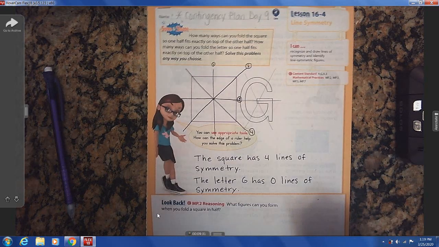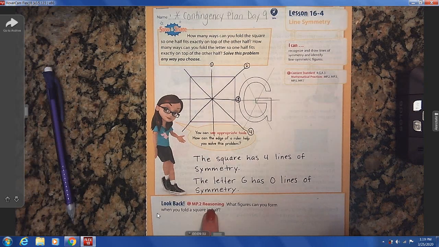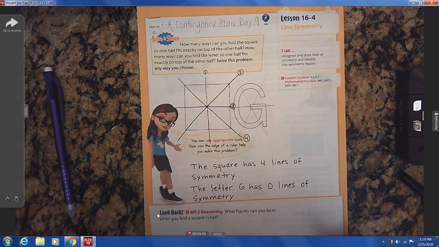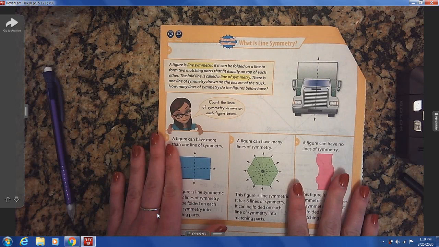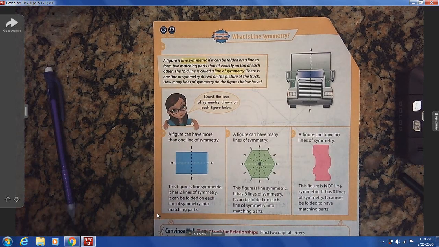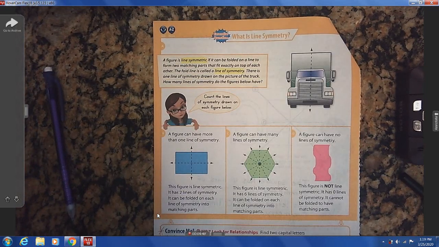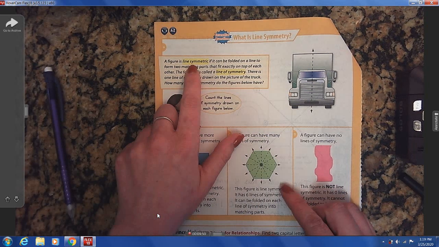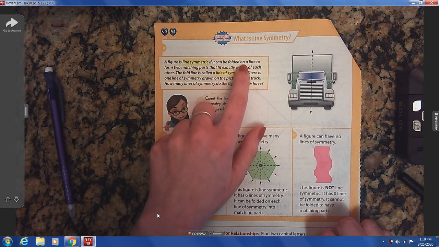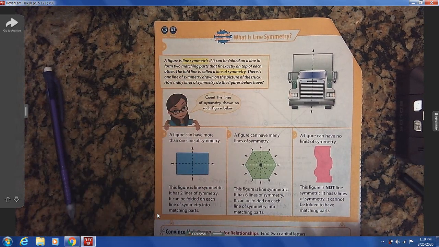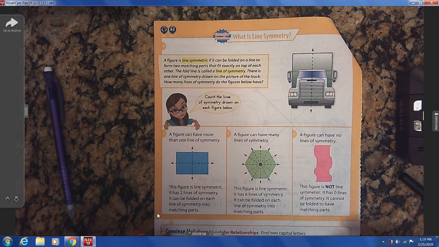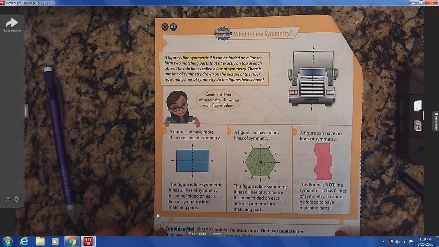Okay, now for today, actually we don't have to complete the look back, so we can just flip right into the lesson. And our essential question is, what is line symmetry? A figure is line symmetric if it can be folded on a line to form 2 matching parts that fit exactly on top of each other. The fold line is called a line of symmetry.